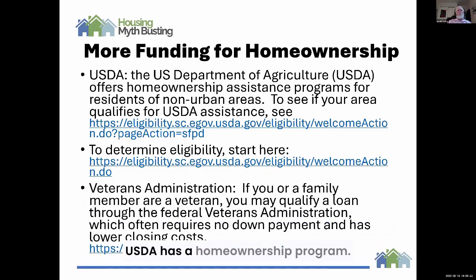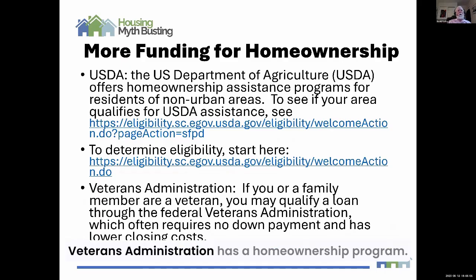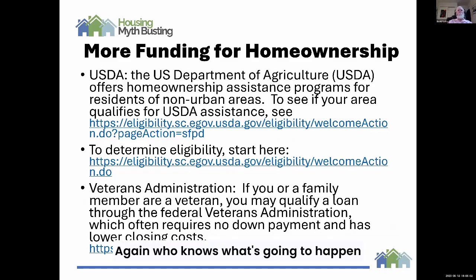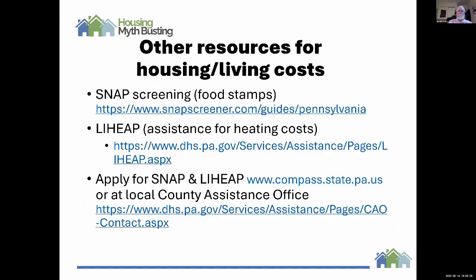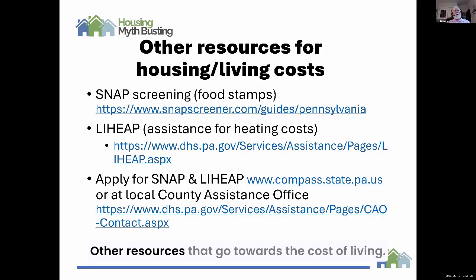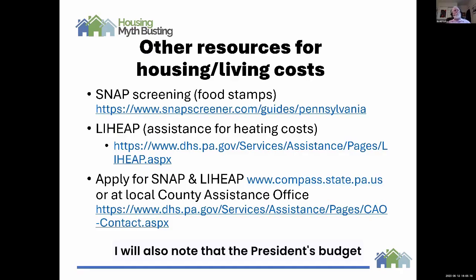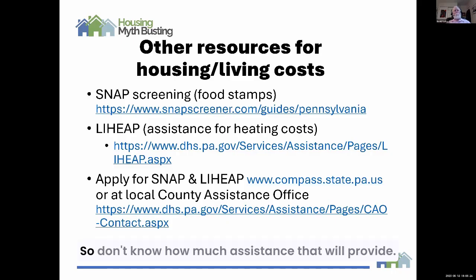USDA has a home ownership program. That one, again, is subject to cuts in the upcoming federal budget. So who knows? Veterans Administration has a home ownership program. Again, who knows what's going to happen with the federal budget for that money. Other resources that go towards the cost of living, food stamps known as SNAP. I will also note that the president's budget would present a significant cut in food stamps. So don't know how much assistance that will provide.